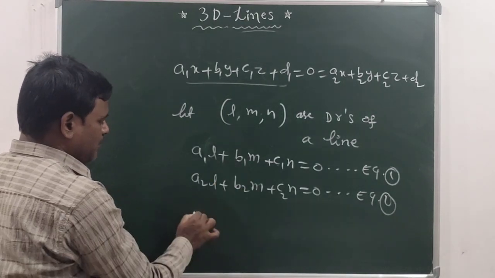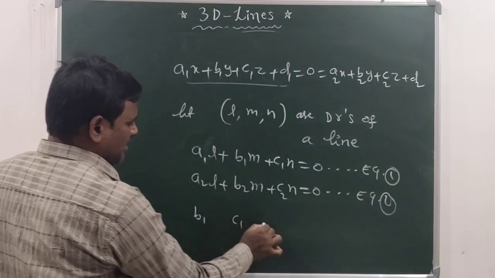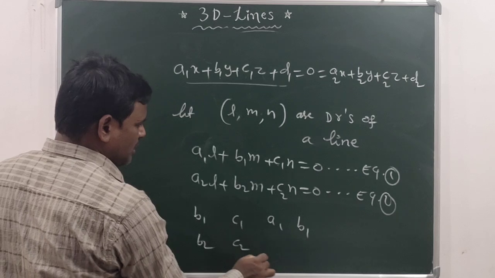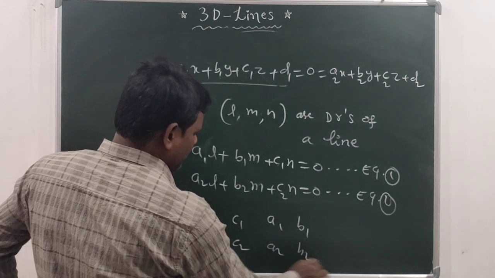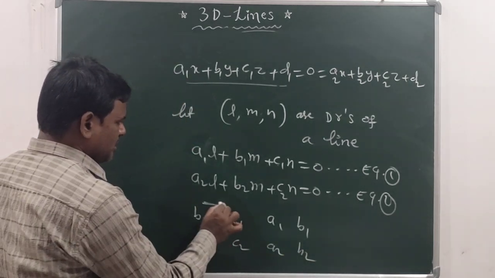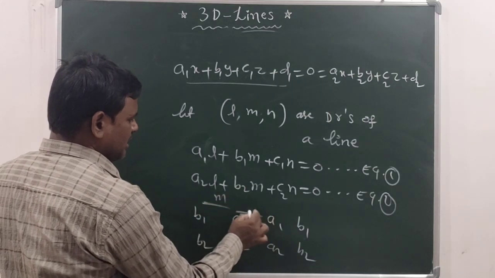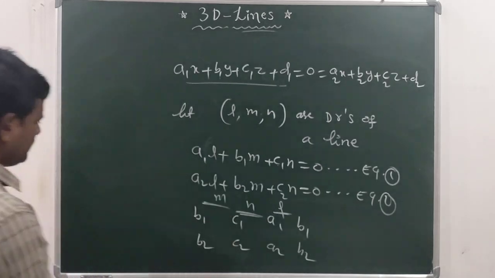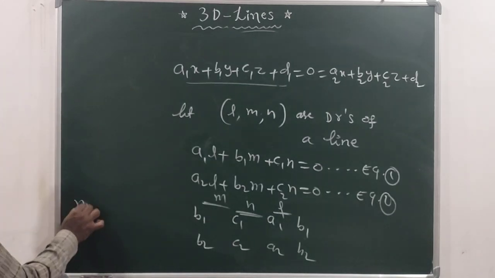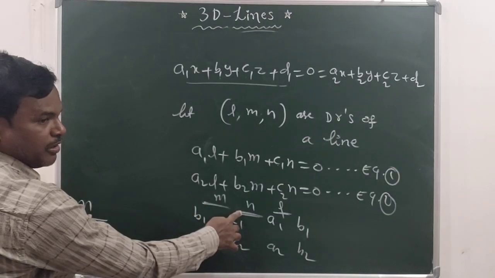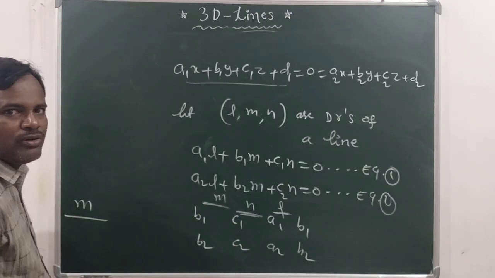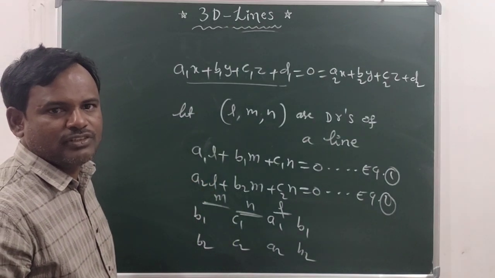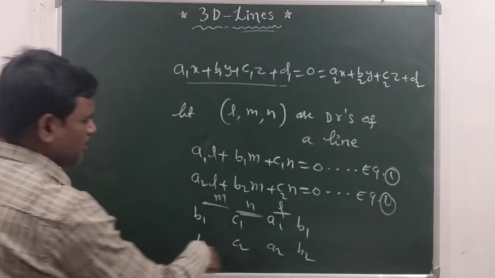So in which first we write B1, next C1, next A1, next B1, B2, C2, A2, B2. So this is M, this is N, this is L. Now solve it. So what do you get, students? M by, so take this 4 and find the 2 by 2 determinant. You know how to solve these two equations by method of cross multiplication, which you learnt in the straight lines. Same rule I am applying here.